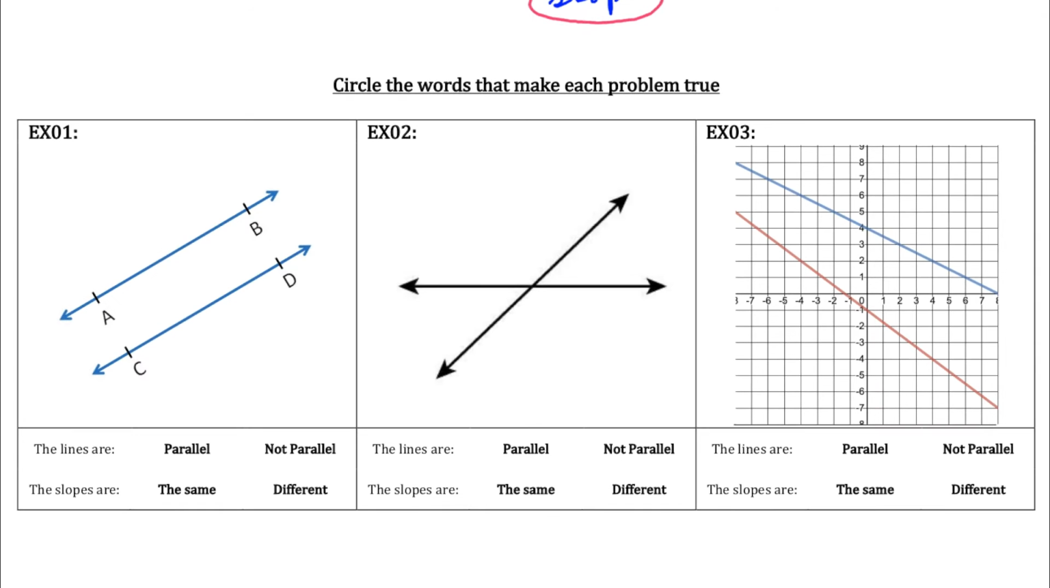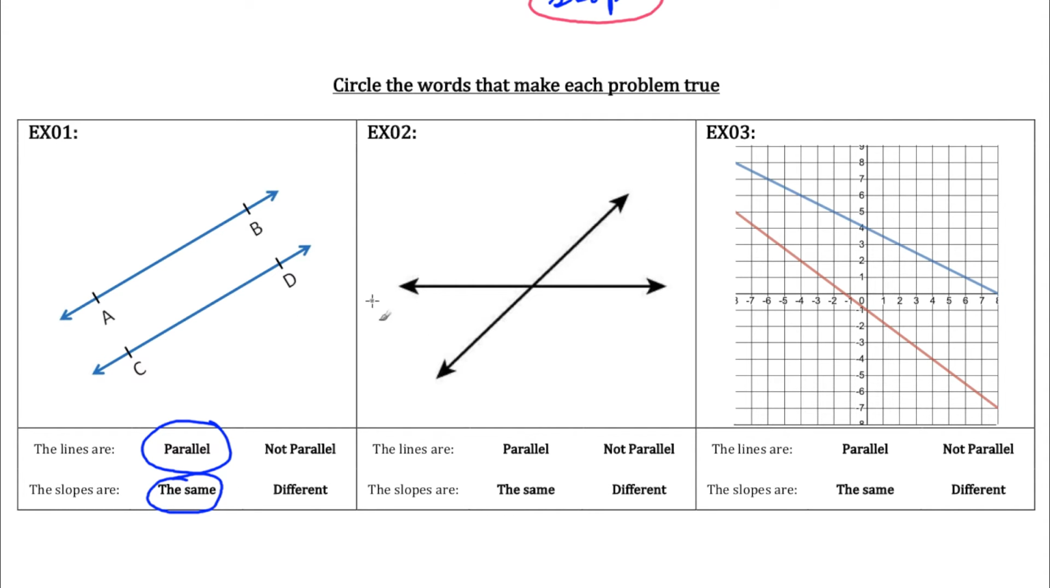So let's look at these pairs of lines. These two lines are like railroad tracks. They never touch, so they are parallel. The reason why they are parallel is because their slopes are the same. The constant rate of change is the same.